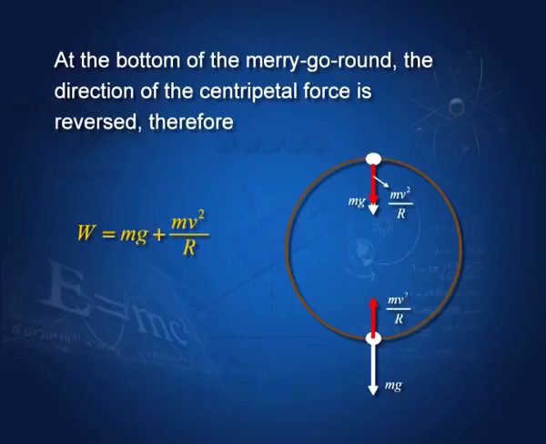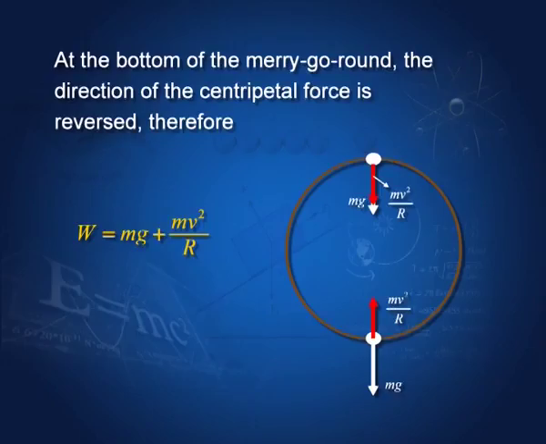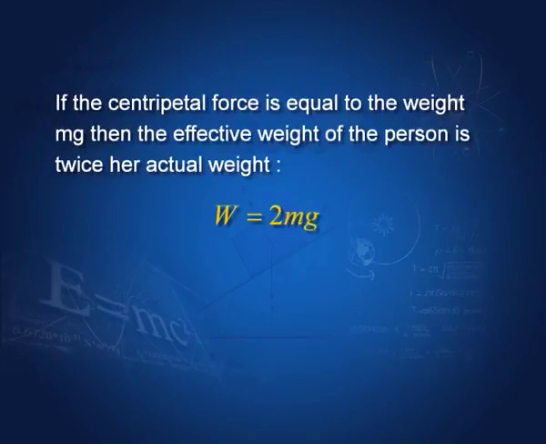What happens at the lowermost point? Now, the weight is still acting vertically downwards, but the centripetal force has changed direction. So, the equation of the apparent weight would now be mg plus mv squared by r rather than mg minus mv squared by r, which was at the highest point. At the lowest point it is mg plus mv squared by r, and if mv squared by r is equal to mg, so that at the top the object does not have any weight, at the bottom it has a weight equal to twice its own weight.